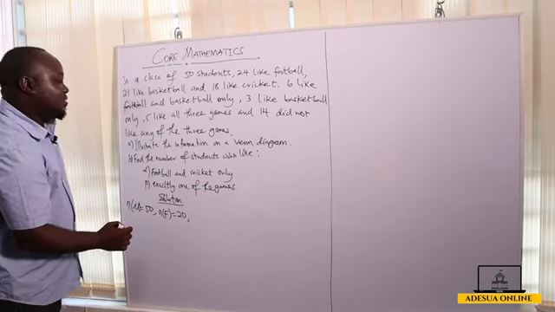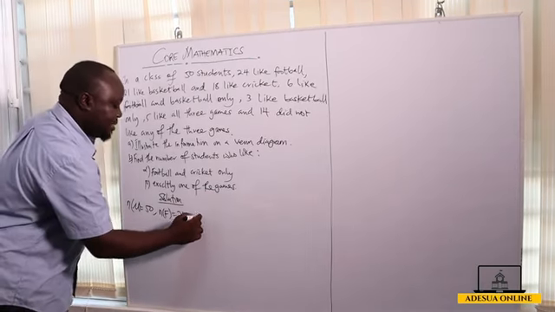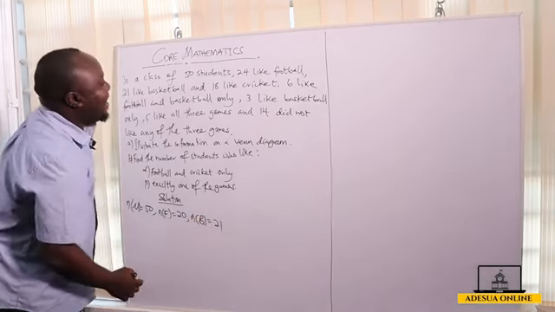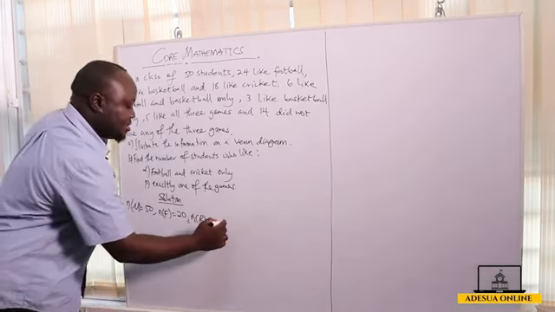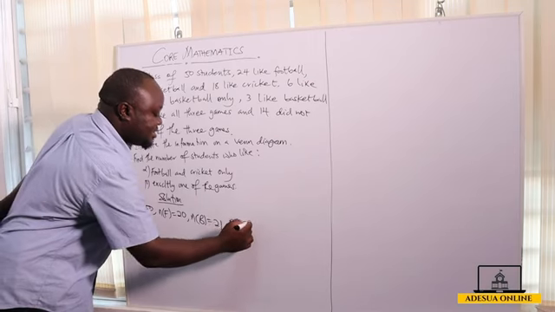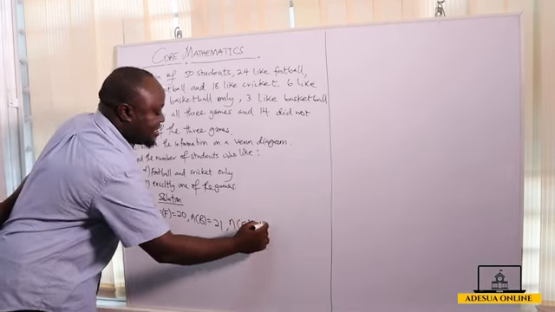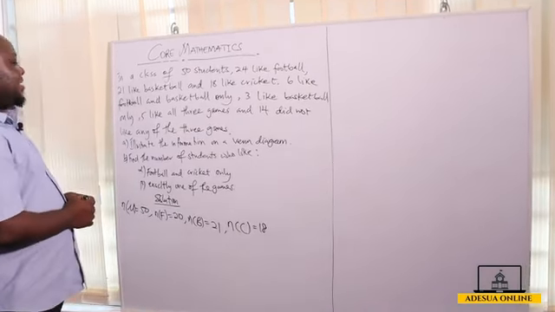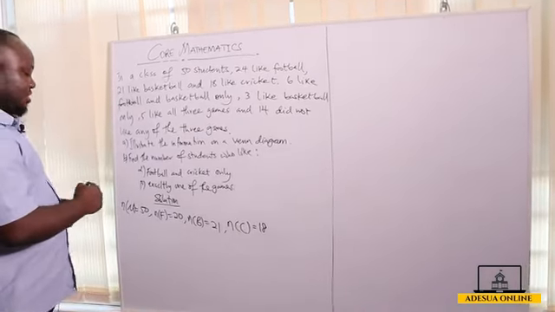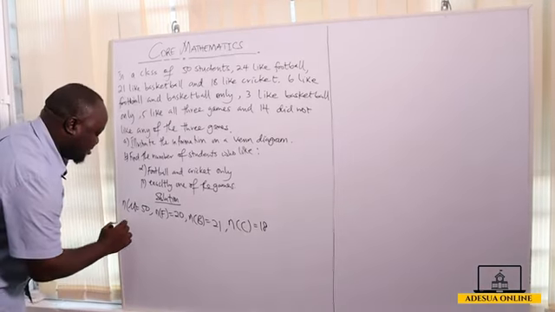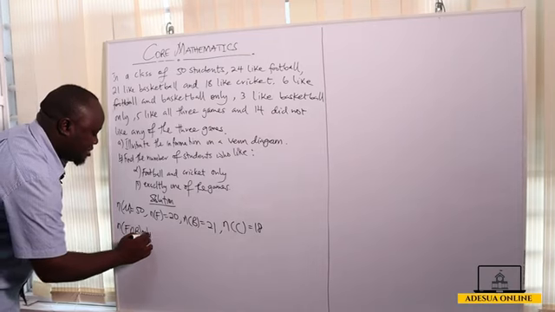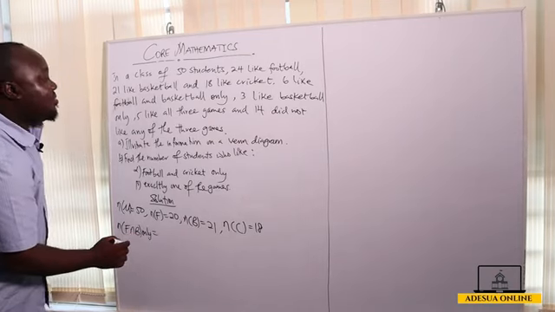21 like basketball. So the number of students who like basketball is equal to 21. And 18 like cricket. The number of students who like cricket is equal to 18. Now, in the next information given, 6 like football and basketball only. So the number of students who like football and basketball only is equal to 6.